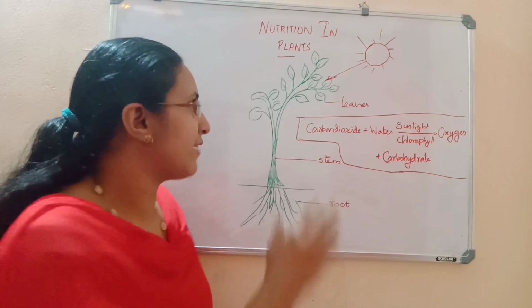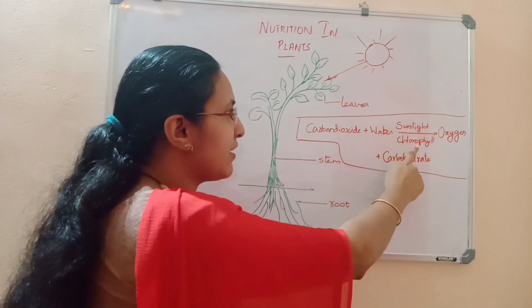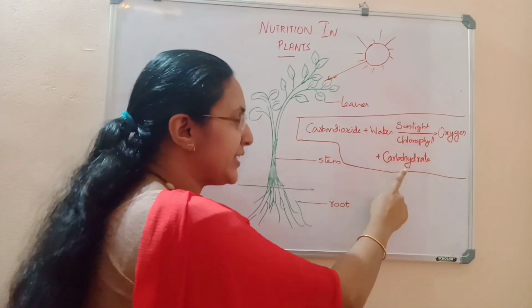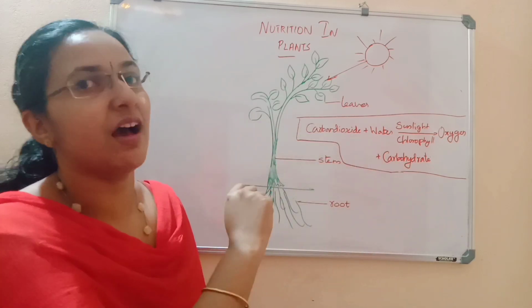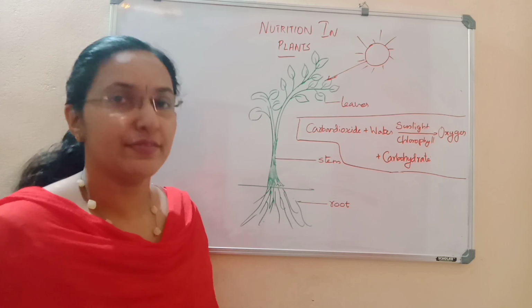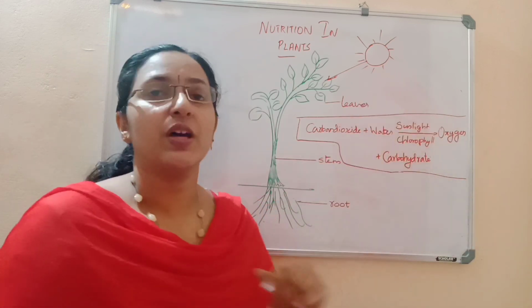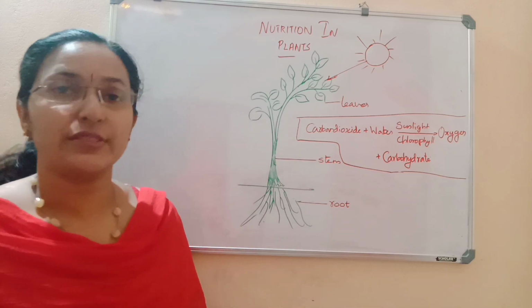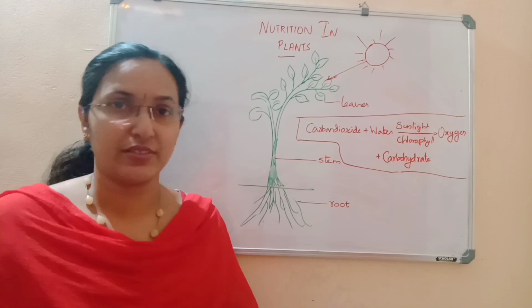Chlorophyll absorbs sunlight, along with carbon dioxide and water. In the presence of sunlight and chlorophyll, food is prepared. That food is known as carbohydrate. It is also known as starch, which is stored in the leaves and in the plants. And here, oxygen is released. During photosynthesis, carbon dioxide is taken in by the plants and oxygen is released.